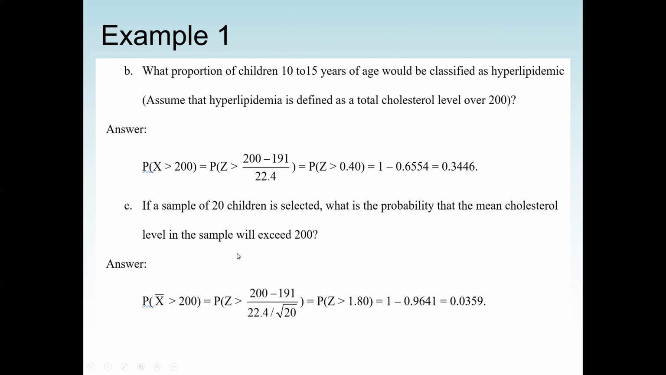Now the next question said, if a sample of 20 children is selected, so now we are using a sample. The sample standard deviation is the population standard deviation divided by the square root of 20. So when we get the answer, our Z was 1.8. Go to the Z table or the standard normal table and find the p-value. We get 0.9641, but since it's greater, to the right, we have to subtract the answer from 1. Same as we did in the previous part B also.